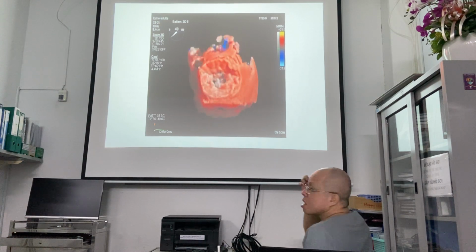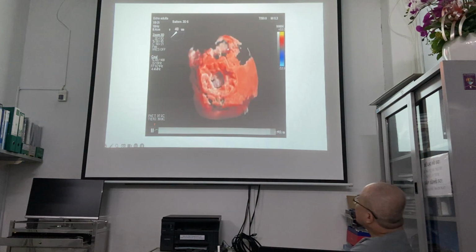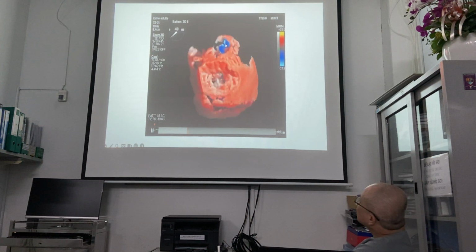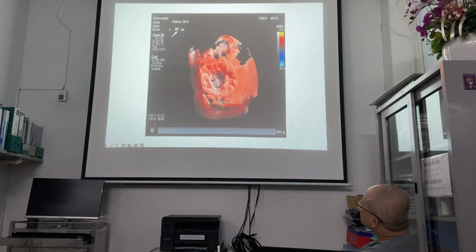So let's start with the... What is this? Aortic valve, yeah. What is this? This is the interatrial septum, okay? This is the posterior, aorta always anterior, posterior wall. Here should be the left atrial appendage. So what is this thing?